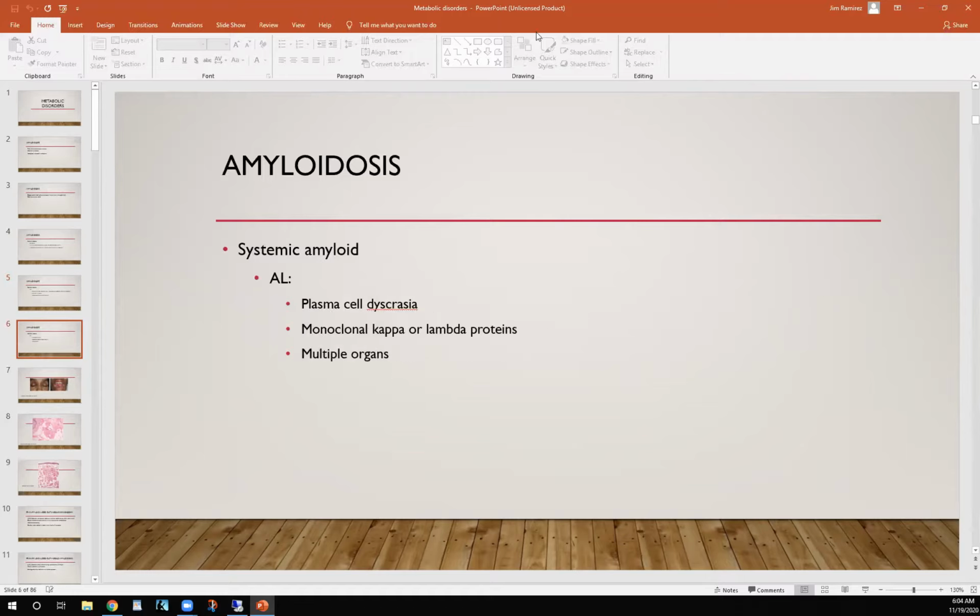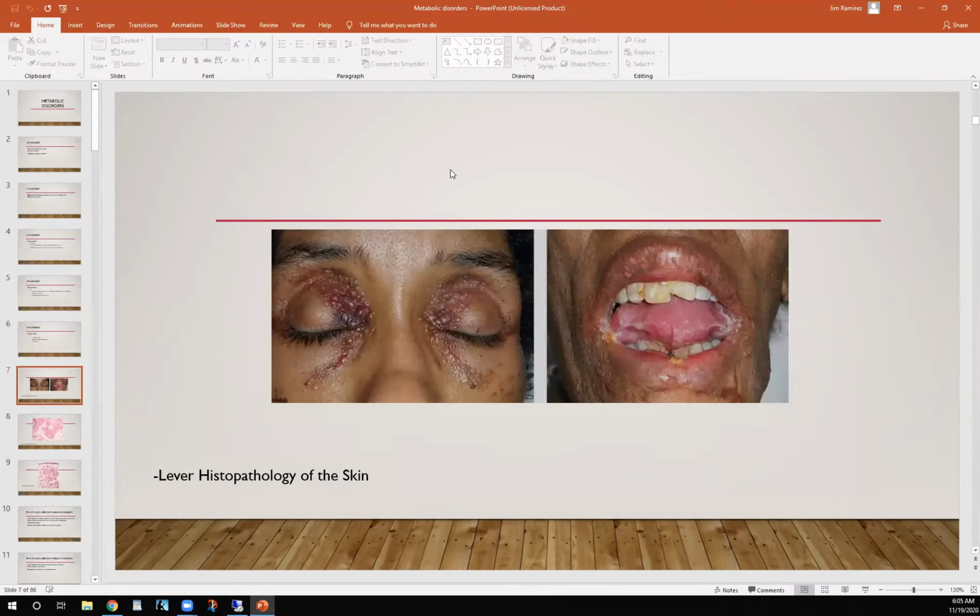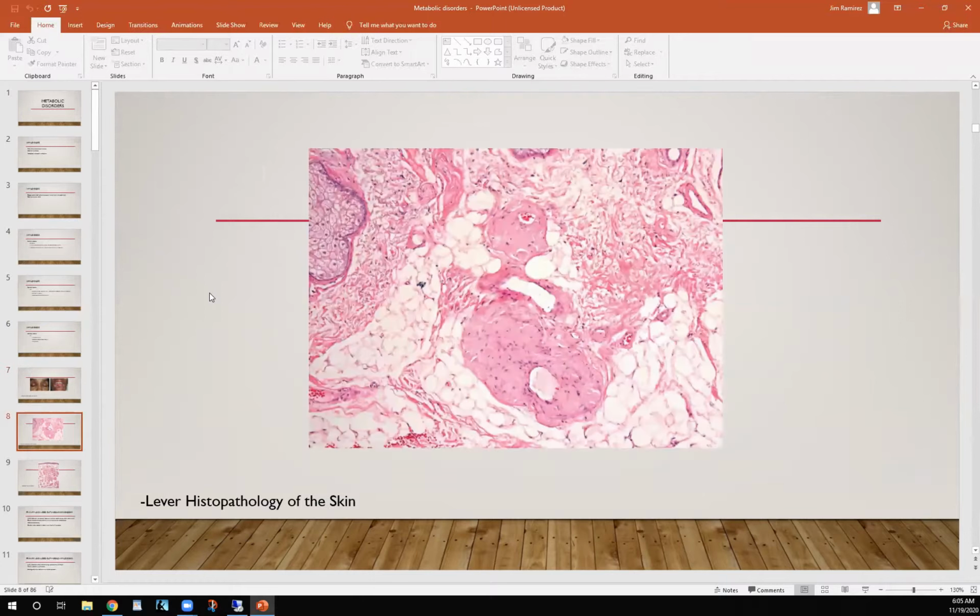And this is in contrast to AL type amyloid, which results from a plasma cell dyscrasia. So patients need to be worked up for that. The protein in question here is this monoclonal kappa or lambda protein, and you can involve multiple organs. So here's kind of a classic pinch purpura. This is from the Lever textbook right here, good distribution location, and the macroglossia from involvement of the tongue.